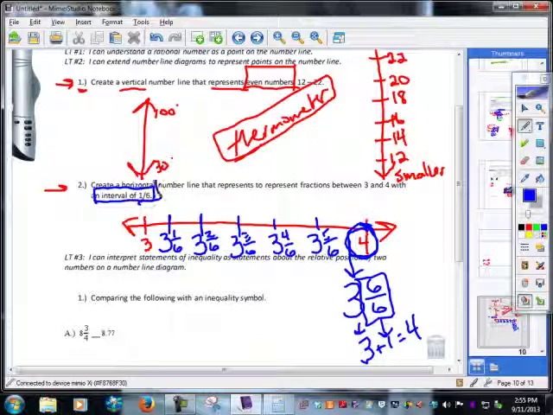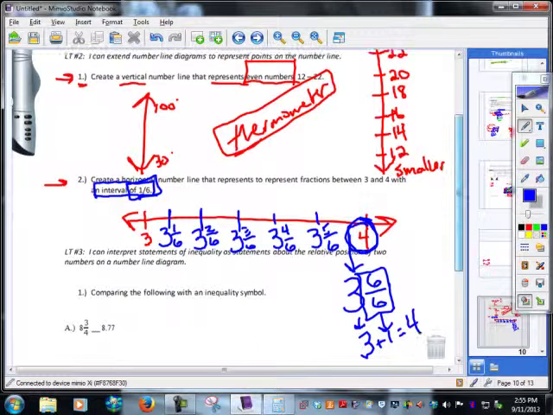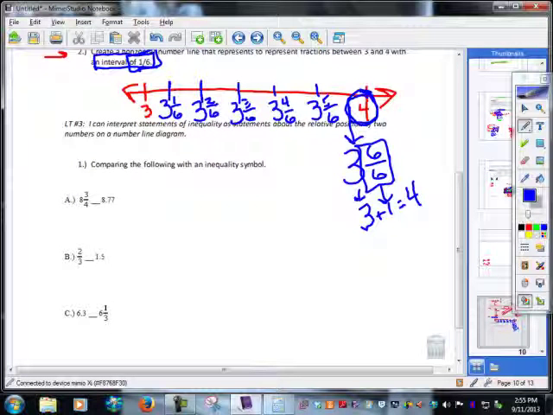So you're just going up by whatever the interval is. Okay? All right, learning target number 2. Now we're going to be able to interpret statements of inequality.